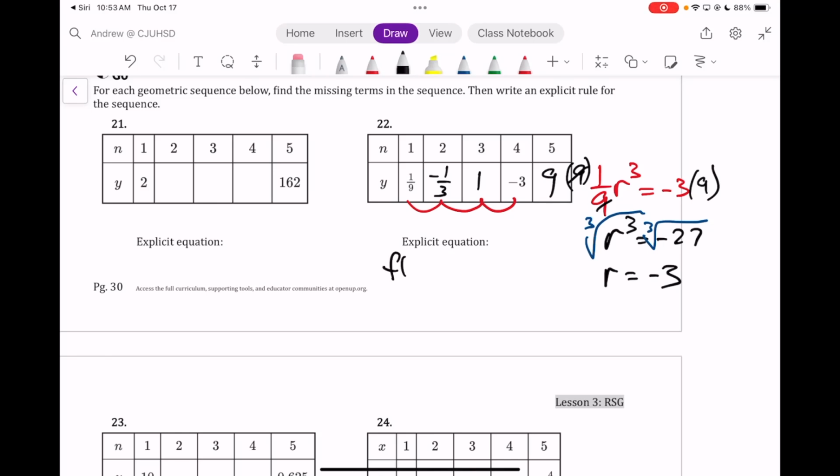Explicitly, that would be that f of n, or you could say y, is equal to starting at 1/9, multiplying by -3, and taking it to the n-1 power.